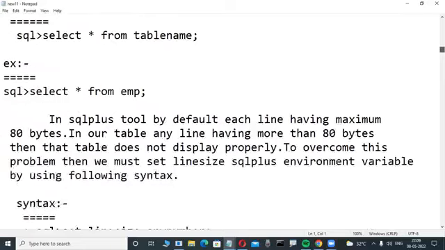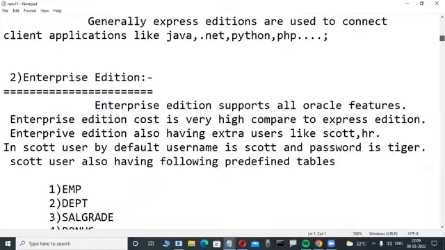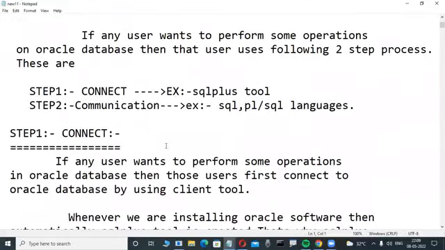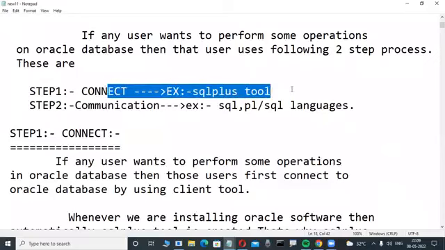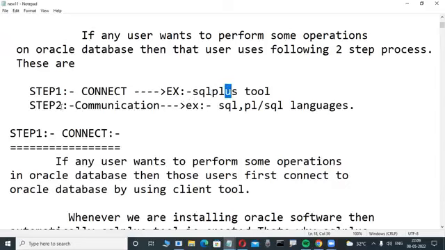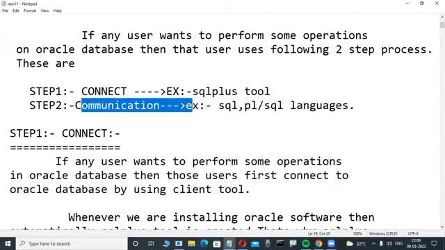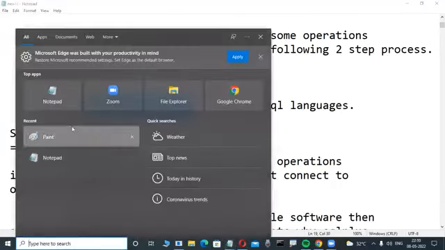At the first initial stage, there is a two-step process. If any user wants to communicate with the database, there are two steps. First is connecting up to the SQL Plus tool through connection, environment settings, and the installation process. Then how you are interacting with and operating the database is communication. Communication means SQL and PL/SQL languages. That is step 2.